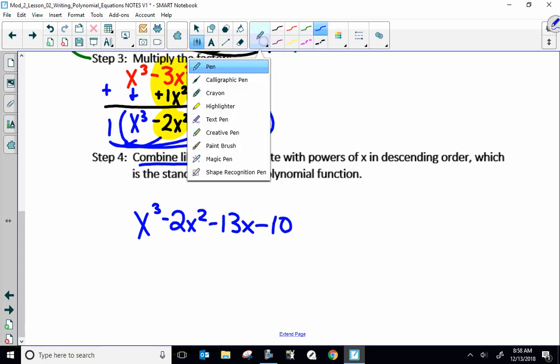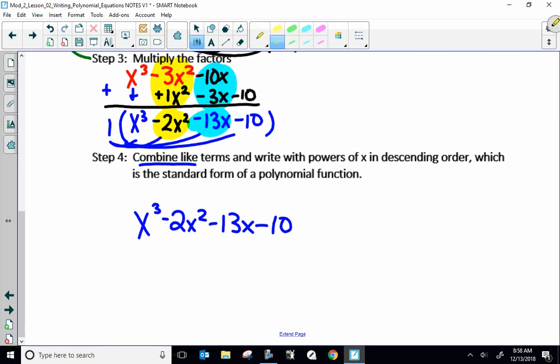How come? Because we have our biggest exponent first. Our next biggest exponent is next. This is a 1, technically. That's x to the 1, right? And there are no x's here. So it's good.